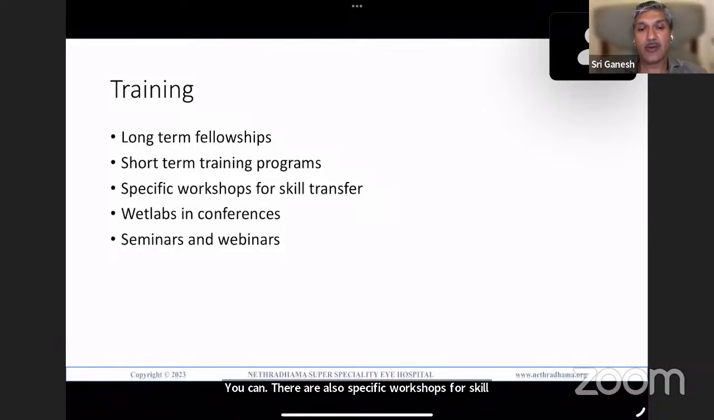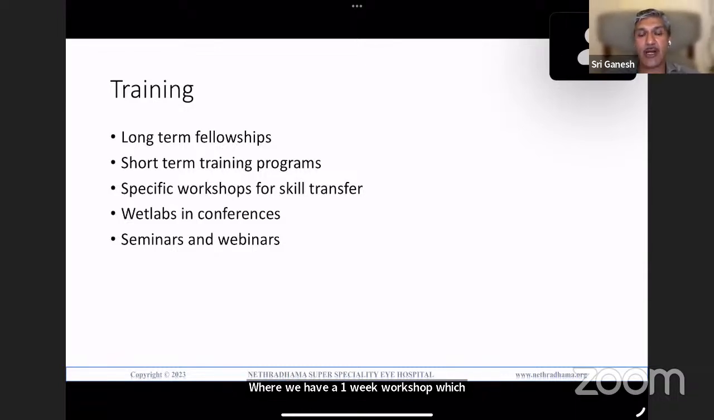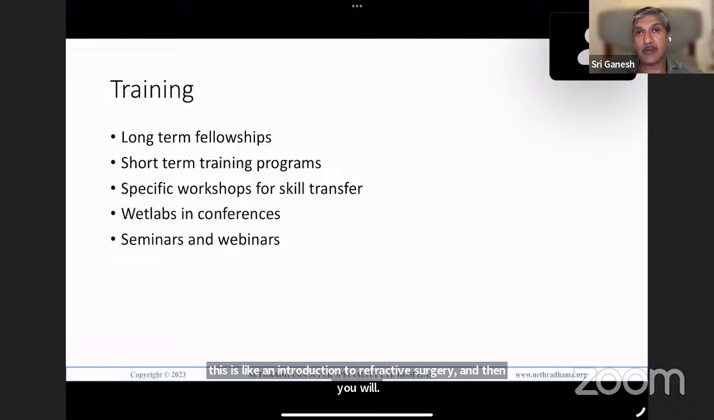There are also specific workshops for skill transfer. We actually run a course with Zeiss once a year, where we have a 1-week workshop which covers everything from PRK to phakic IOLs with wet labs and diagnostics, and also some hands-on. And this is like an introduction to refractive surgery, and then you will know all the details about patient selection and how to go about doing a refractive surgery.